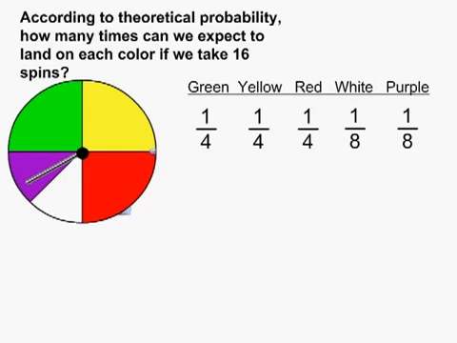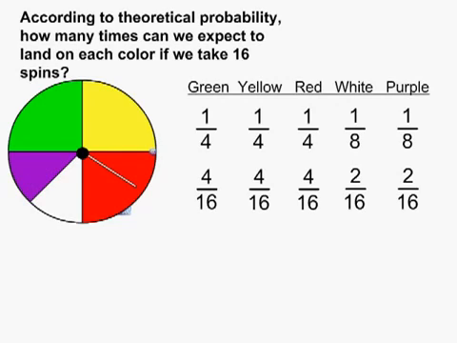We must convert each one of these fractions into 16 because we want to know how many spins out of 16. So all we have to do for green, yellow, and red is to convert the 4 into 16, and for white and purple we also have to convert the 8 into the 16. When doing this, we can see that 1/4 is equivalent to 4/16, and that 1/8 is equivalent to 2/16. The value of the fractions did not change. However, we expressed it in terms of 16 spins.